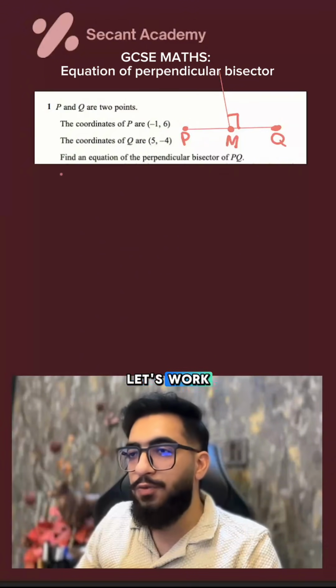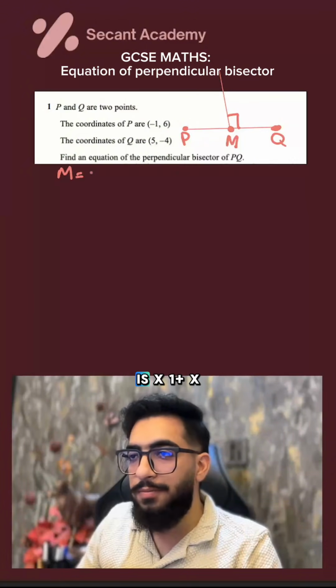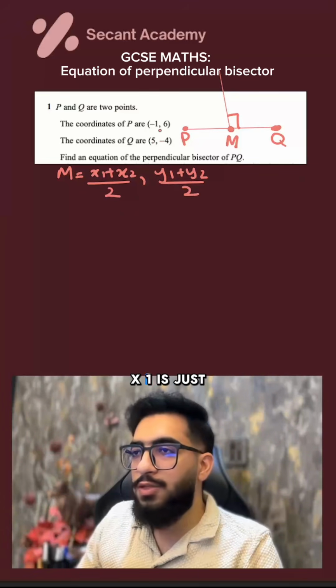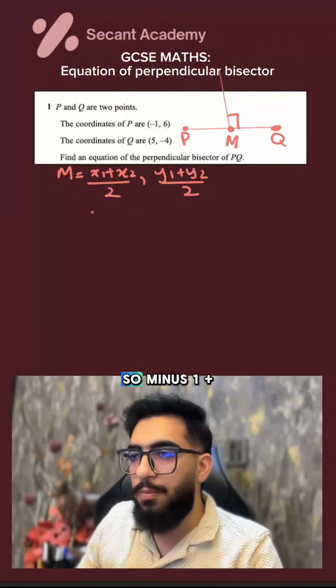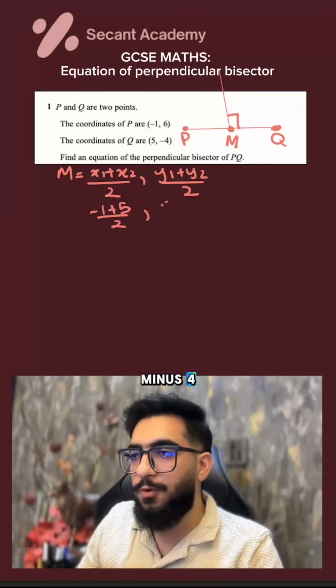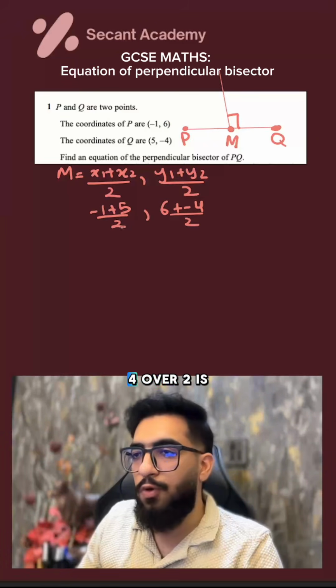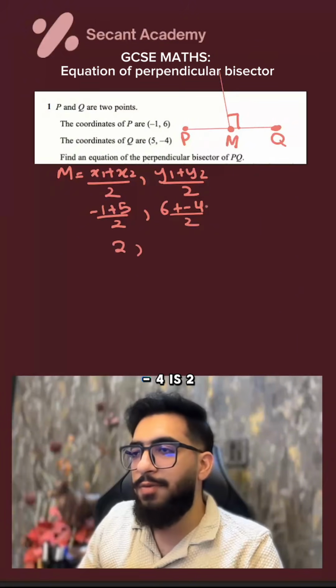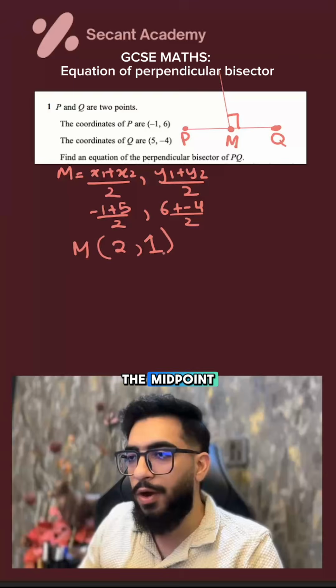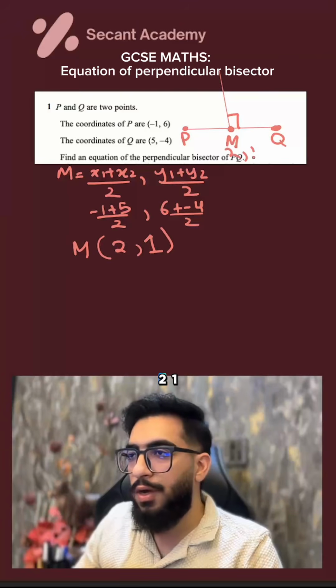First of all, let's work out the midpoint. The midpoint formula is (x1 plus x2) over 2, and (y1 plus y2) over 2. x1 is minus 1, x2 is 5, so minus 1 plus 5 over 2, and y1 is 6, y2 is minus 4, so 6 plus minus 4 over 2. Minus 1 plus 5 is 4, 4 over 2 is 2, and 6 minus 4 is 2, 2 over 2 is 1. So the midpoint is (2, 1).